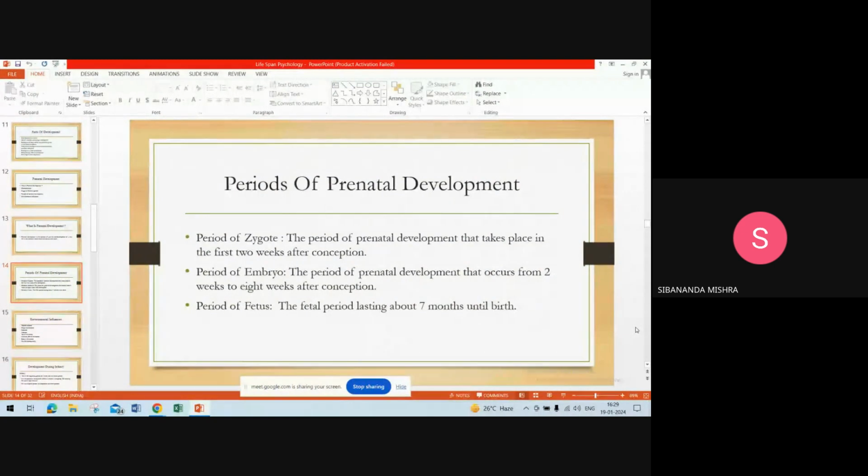Okay, next are the periods of prenatal development. The period of zygote is the period of prenatal development that takes place in the first 2 weeks after conception. In this period, half of the genetic material comes from the father and half from the mother. How does conception occur? 23 chromosomes come from the mother and father equally. In the combination of both, fertilization occurs, conception occurs.